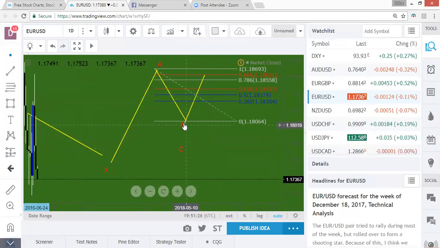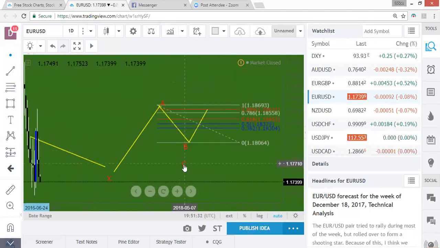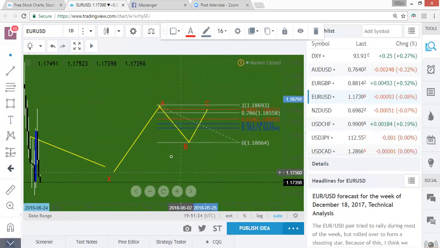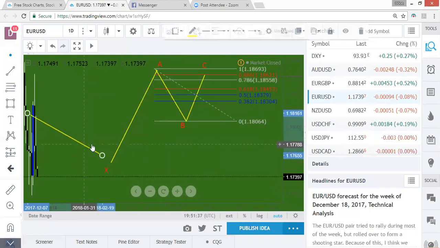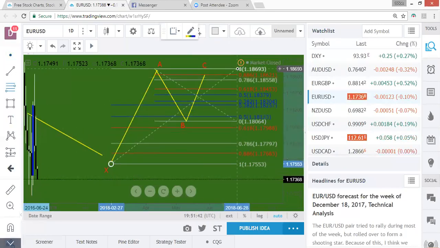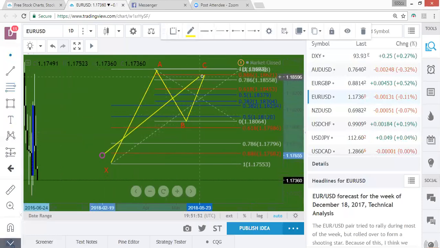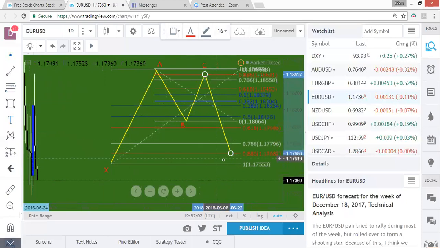And this is still considered a valid C move as long as we don't break past A. And then we'll be looking for the market to complete at the same place every time, which is the 886 of our X to A move, for our D completion.